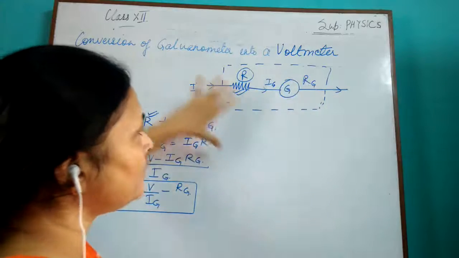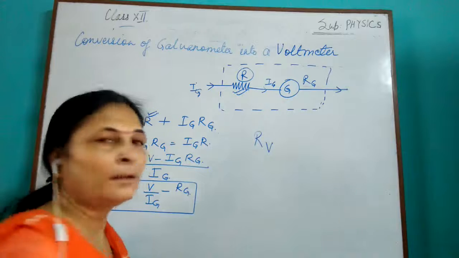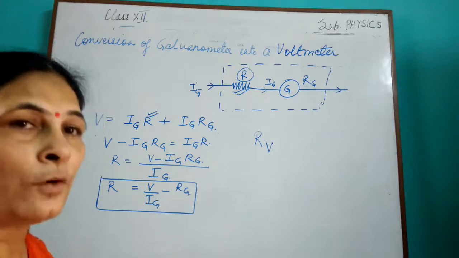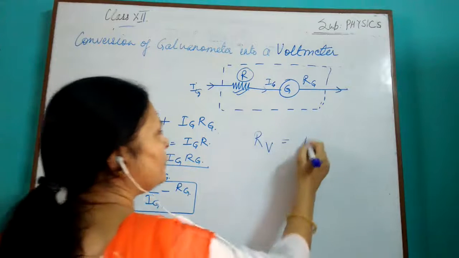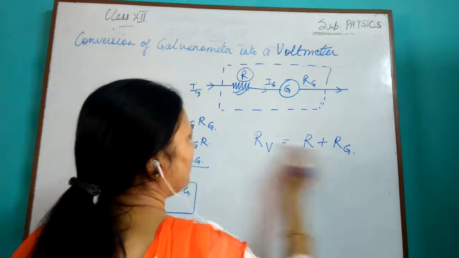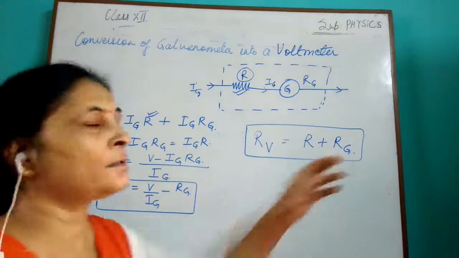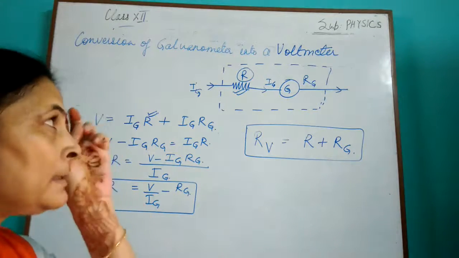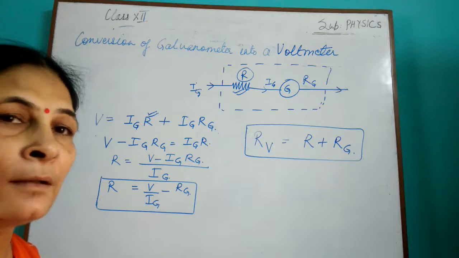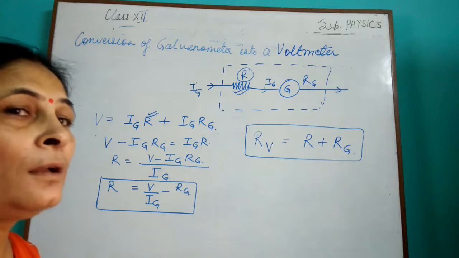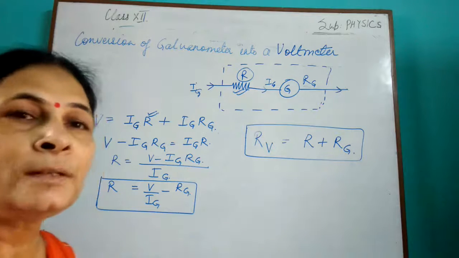Now what will be the resistance of this device so formed? Say Rv is the resistance of the voltmeter so formed. Now how many resistances are being connected? 2 resistances in series. So it will be simply R plus Rg, and you can see that this resistance is quite high because Rg is already quite high. So a high resistance appliance is being formed, and therefore a voltmeter is always connected in parallel to measure the voltage in a given circuit. So you can do these two derivations.